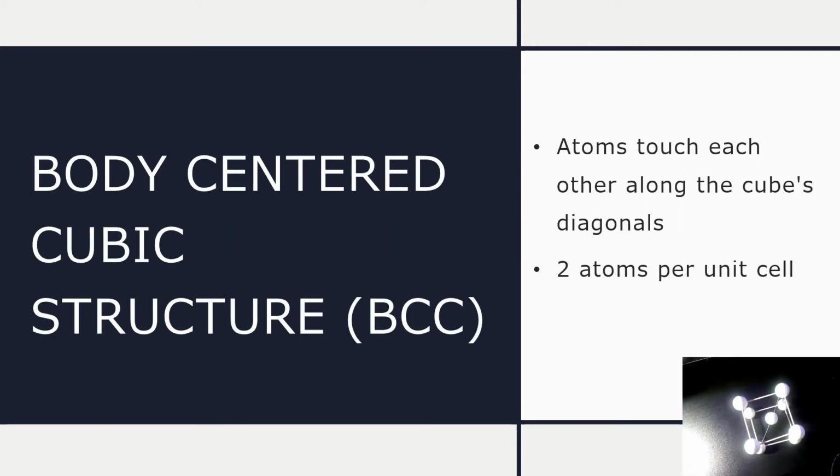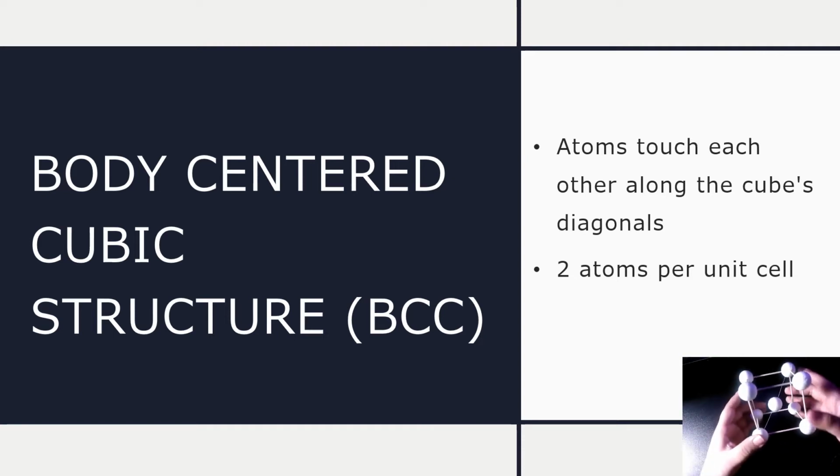The second structure I want to talk about is a body-centered cubic structure, which has the abbreviation BCC. The atoms touch each other along the cube's diagonals, and it has 2 atoms per unit cell. We see that it closely resembles a simple cubic structure, but it simply has an atom in the center. It has 2 atoms per unit cell, because again, as in the simple cubic structure, it has 8 corners which make up 1/8 of an atom. So you have 1 atom, and in the center is another atom that equals 2 atoms per unit cell.